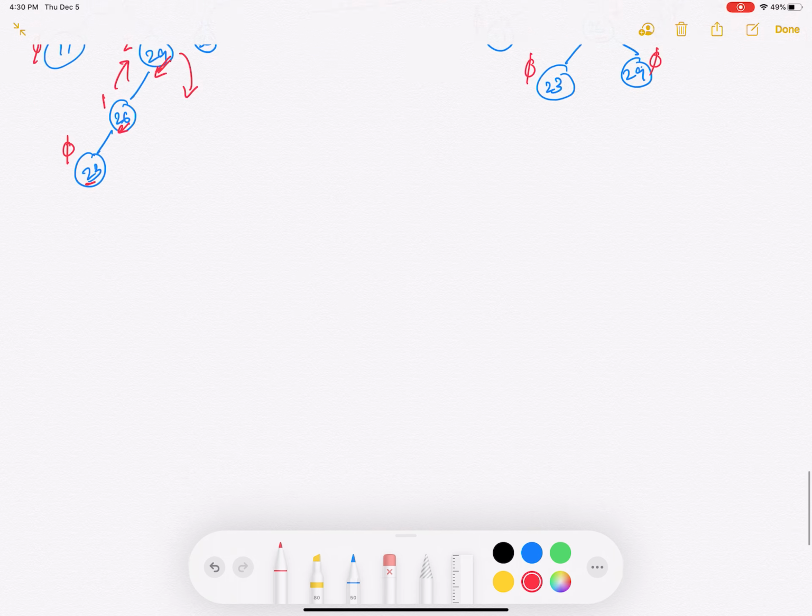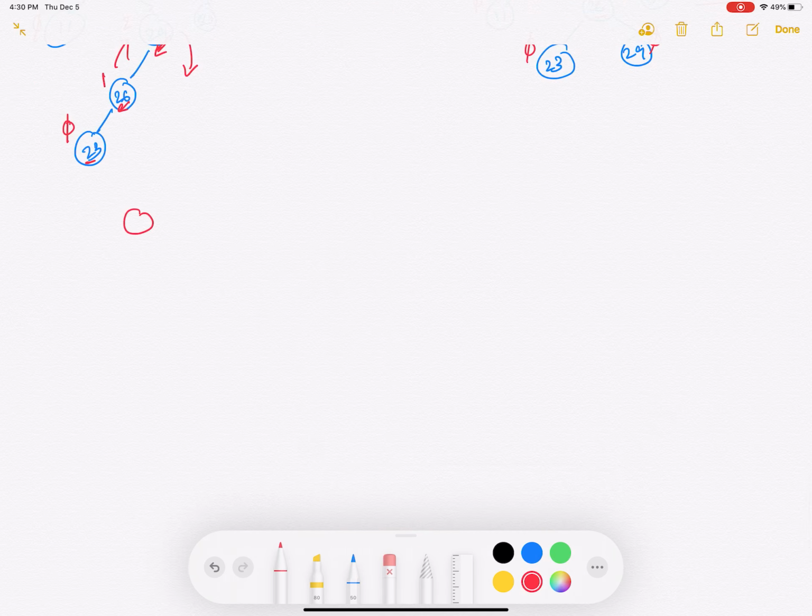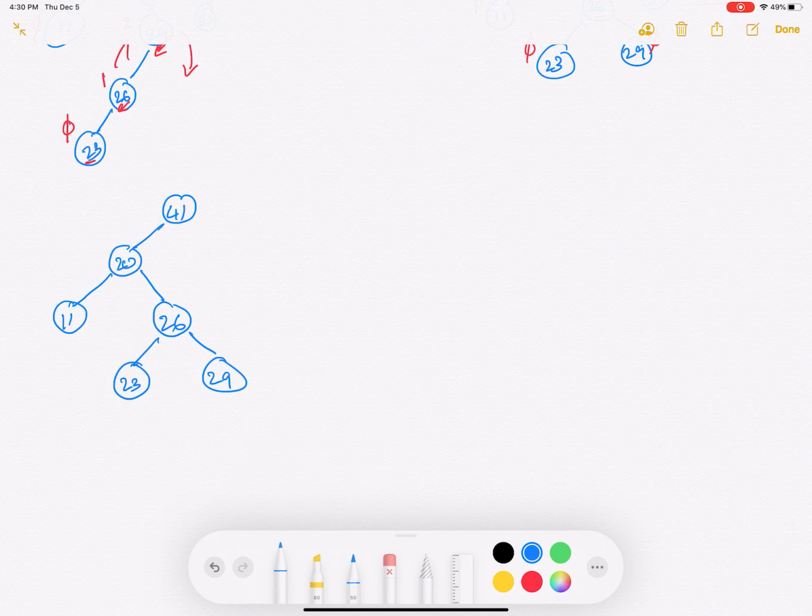Now, inserting 55 will result in the tree looking like this. So you will have 41, 20, 11. Everything on the left subtree of 41 will remain exactly the same. There is no major change here. 55 will get inserted on the right side of 50. So this is where 55 will get inserted. Now let's just put the heights. You will see that this is 0, this is 0, this is 1, and 26 is balanced.